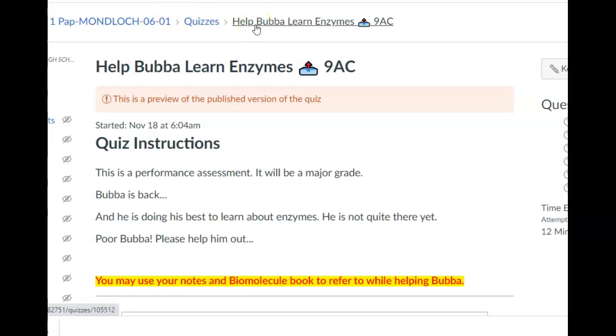Okay, Help Bubba Learn Enzymes was a performance assessment. And as a performance assessment, that's where you apply the content and skills. I don't know if people are reading the quiz instructions. It's always a good idea to do that. If you noticed, I highlighted in yellow that you could use your notes in your biomolecule book to refer to while working on this. I don't know if you read that, but in doing your corrections, please do so.